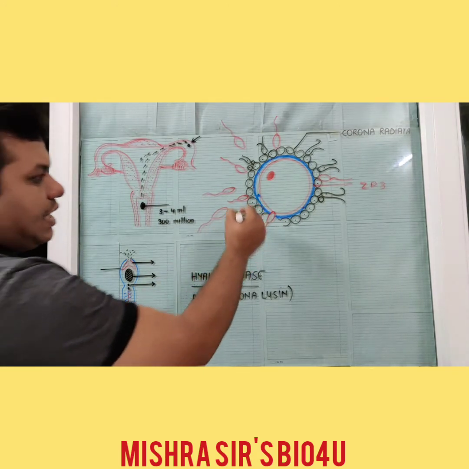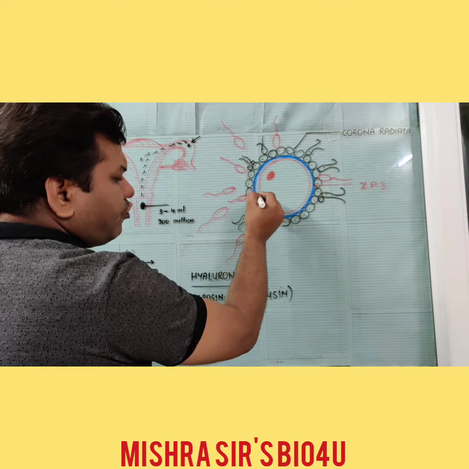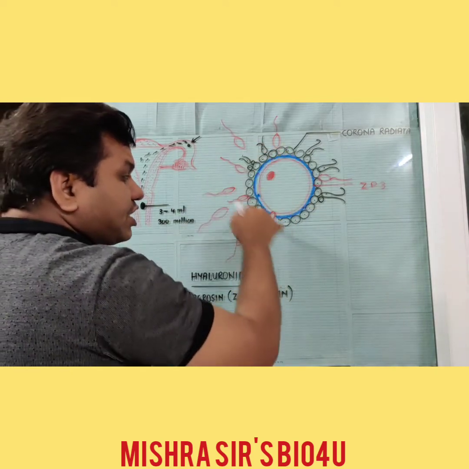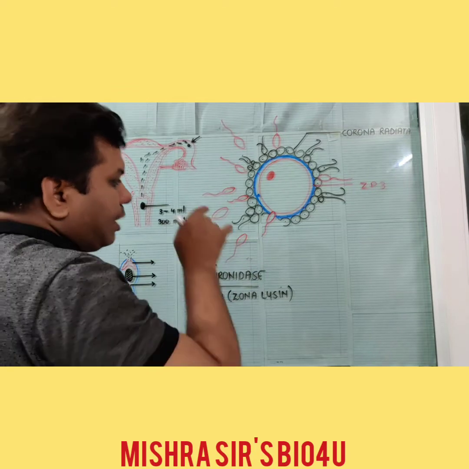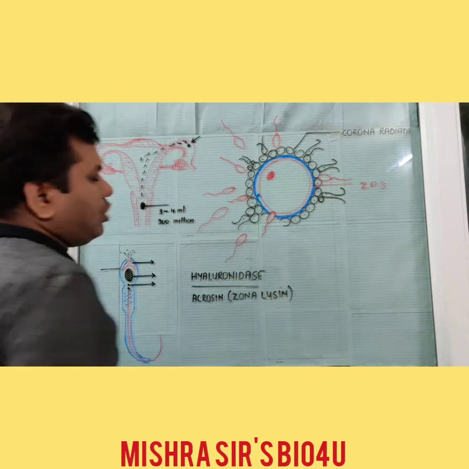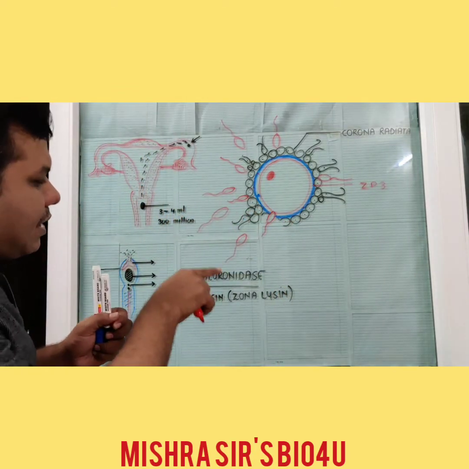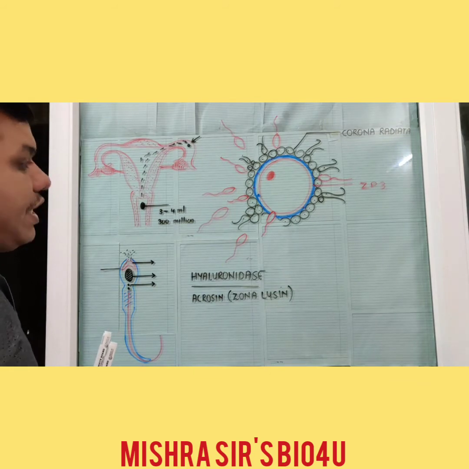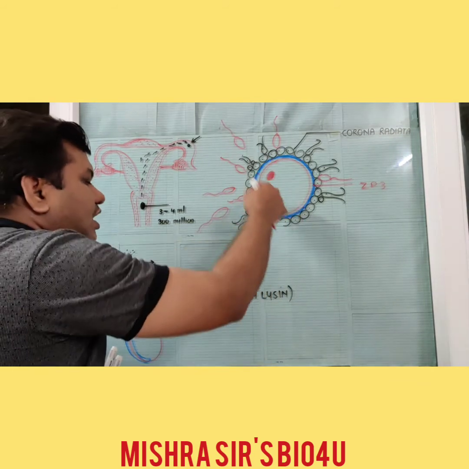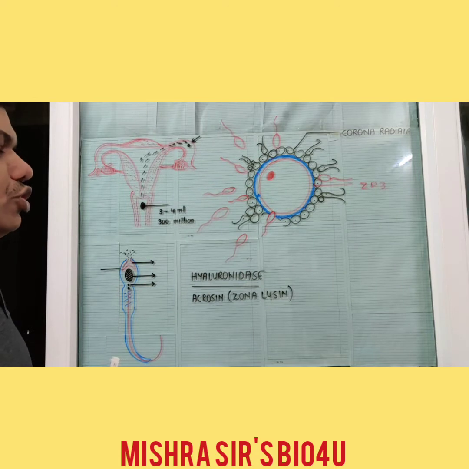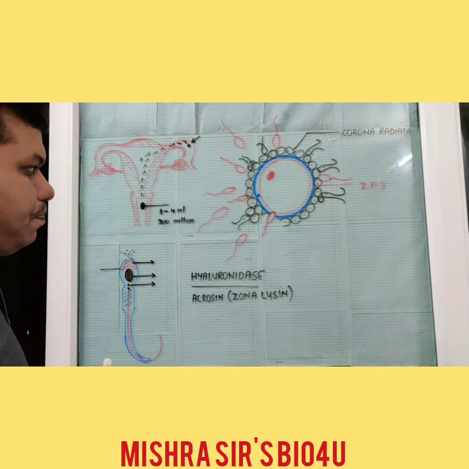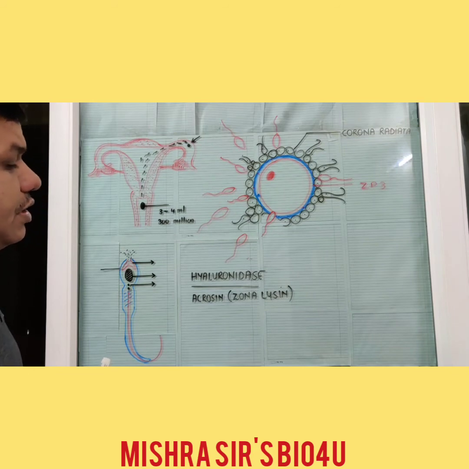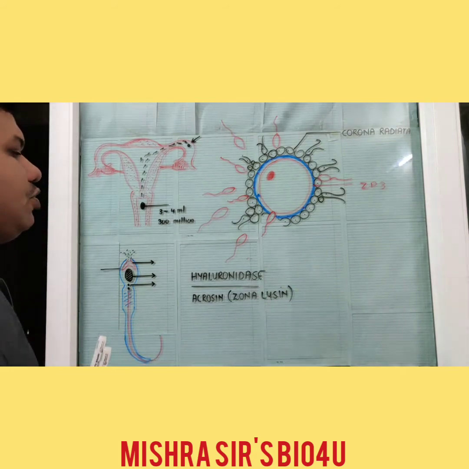Now see, the perivitelline space is showing you the first polar body. That means this structure is still a secondary oocyte. The moment the sperm touches the inner part of the zona pellucida, that means it reaches the vitelline membrane, this cell initiates the meiosis 2 process. Meiosis 2 will trigger here. Is it clear? That means the cell is now about to complete its meiosis 2.